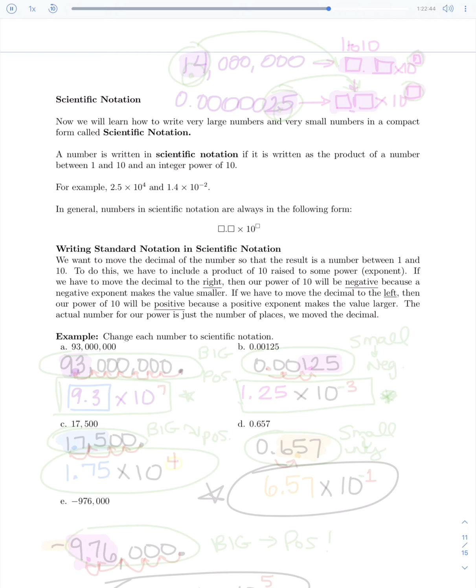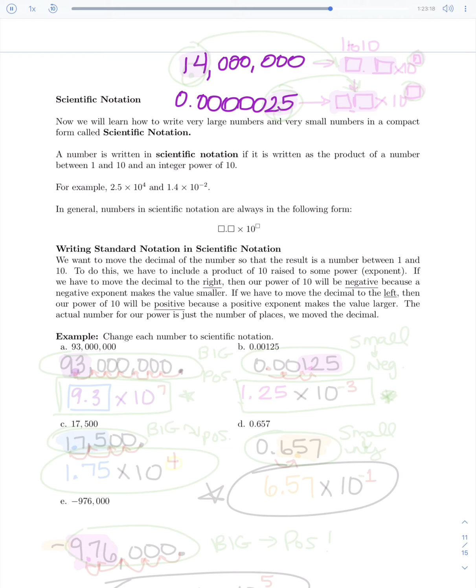Let's talk about something different. Let's talk about something called scientific notation. Scientific notation is used to write out very large and very small numbers. And what do I mean by very large and very small numbers? For example, a very large number might look like something like 14 million. A very small number might look like something 0.00000025. And these could be positive or negative.